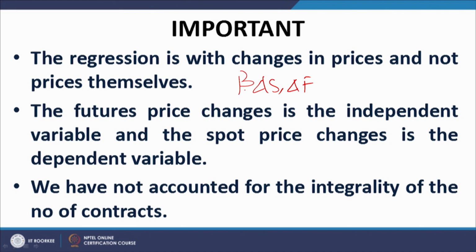Number 2, the futures price change, that is delta F, is the independent variable along the x axis, and the spot price changes are along the y axis, that represent the dependent variable. And then when you work out the regression line, the slope of that regression line will give you the optimal hedge ratio if you are planning to minimize the variance of the hedge position.